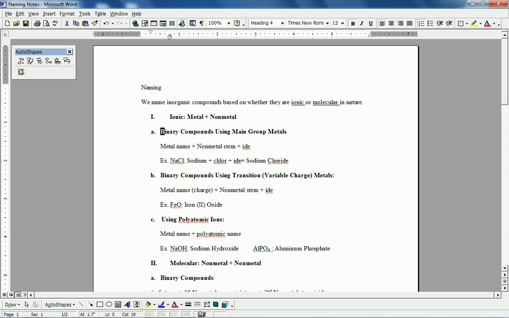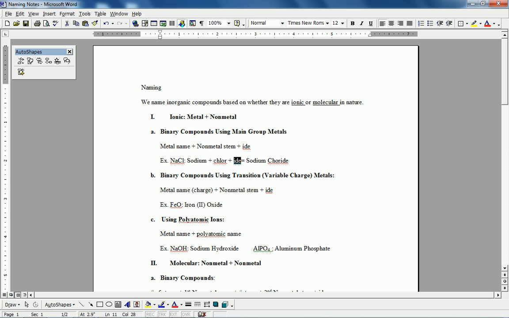A regular binary compound has a main group metal. That means the tall columns on the periodic table. We give the metal name, the nonmetal stem, and ide. So again, name, stem, ide. And again, the metal is always first, and then the nonmetal stem. So NaCl is name, sodium, stem, chlor, suffix, ide. Sodium chloride. Name, stem, ide.